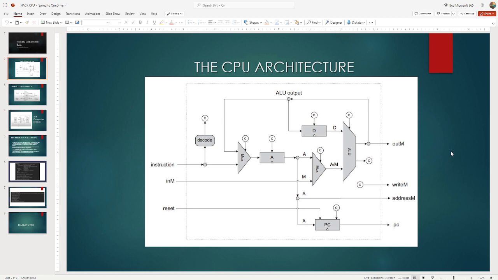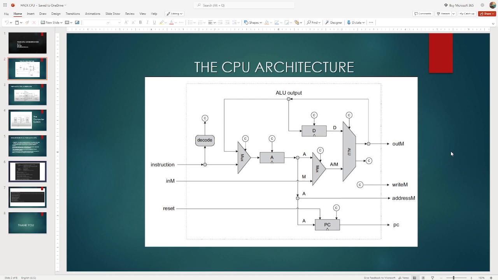In the following diagram, the CPU consists of several logic gates such as the ALU, A register, D register, PC and the multiplexer. Since we have built most of these chips in the previous tasks in this unit, it will be easier to implement the CPU HDL code with them.